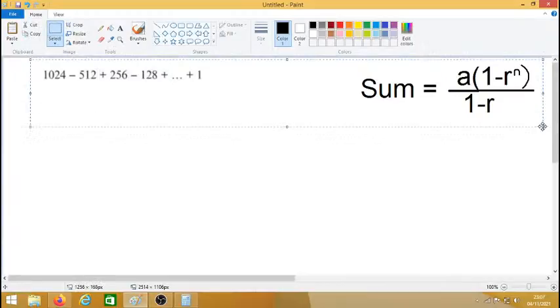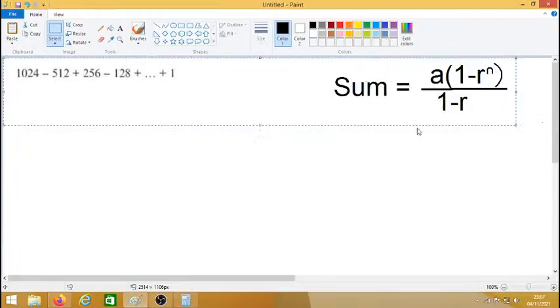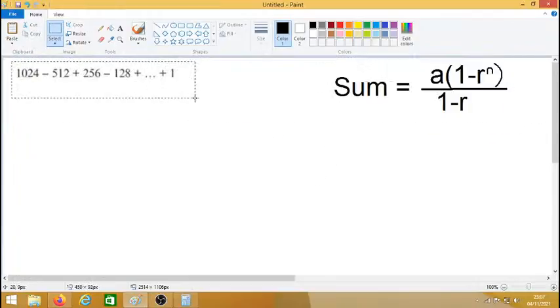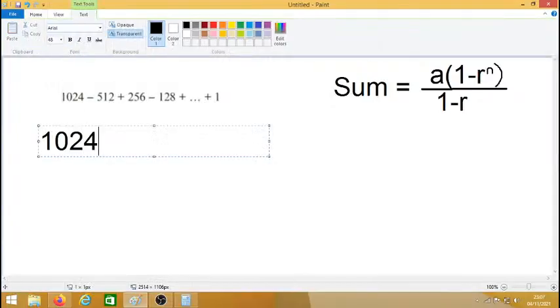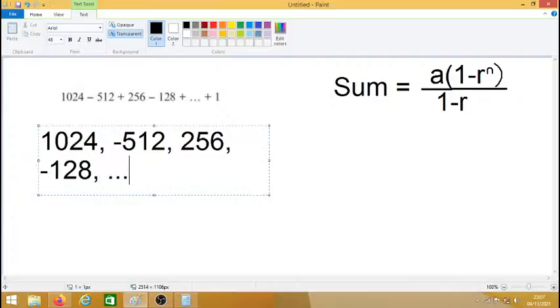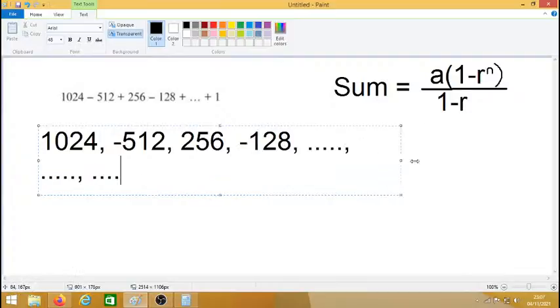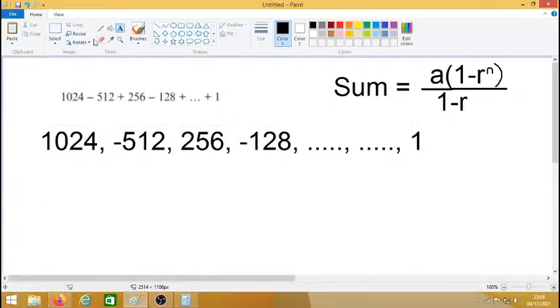So this time notice that it's slightly harder because we don't know how many numbers there are going to be. So we've got, let's write it out. We've got 1024 as the first number, that's your A. We've got minus 512, we've got 256, we've got minus 128, and then it's going to end. The sequence is going to keep on going, but in terms of this, how many we want to add up, we want to keep going until we get to 1. Now is that 1 here the 10th term, the 15th term? We're going to need that because that's going to go here as our n.